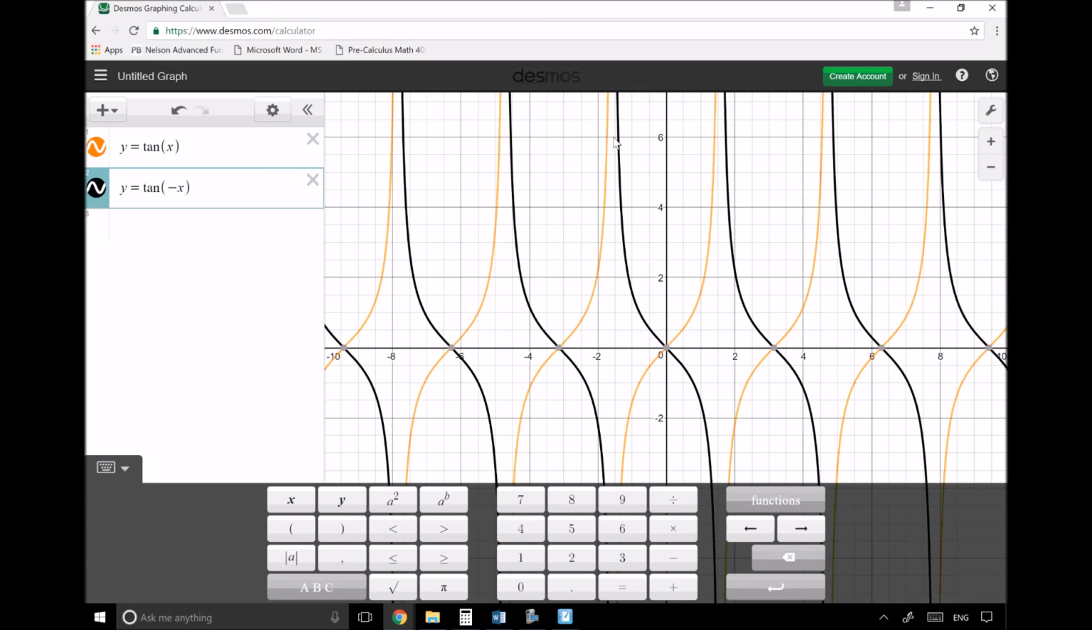So all my positive y values will now have negative y values. They're going to be the opposite values. So we can say y equals negative tangent of x, and that's going to line up with our originally black graph right here. And that means that tangent of negative x is equivalent to negative tangent of x.